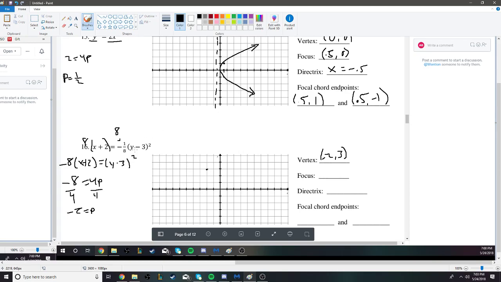So since it's y squared, it's sideways. So our focus is going to be to the left 2. Directrix is going to be right 2. So our directrix is on the axis. So focus is at negative 1, 2, 3, 4, positive 3. Directrix is at x equals 0. We should have a focal width of 8, which means 4 in each direction. 1, 2, 3, 4. 1, 2, 3, 4. So our focal chord endpoints are at negative 4, 7, negative 4, negative 1.